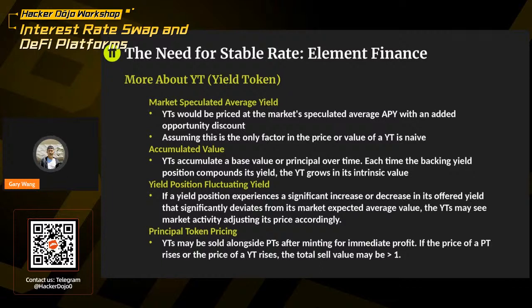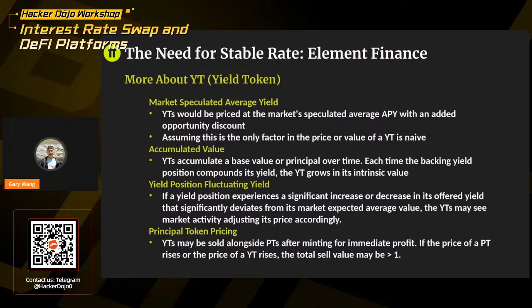Each time the backing yield position compounds its yield, the yield token grows in its intrinsic value. In other words, when the end of the term is near, you will have a clearer speculation of the market's average annual percentage yield, and the yield tokens will grow in value because the expiration date is near and the discount rate is lower.